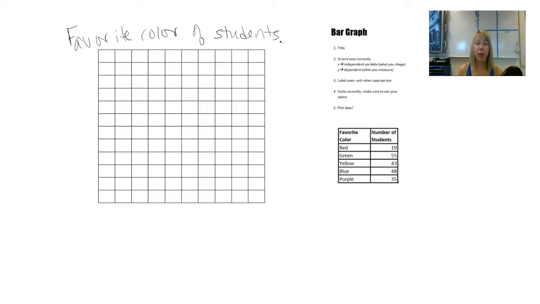And I forgot to mention again, if you feel comfortable with graphing, just go right ahead of me and check your answer at the end. If not, stick with me. Next, I need to orient my axes correctly. What goes on the X, what goes on the Y, and step 3, label them.